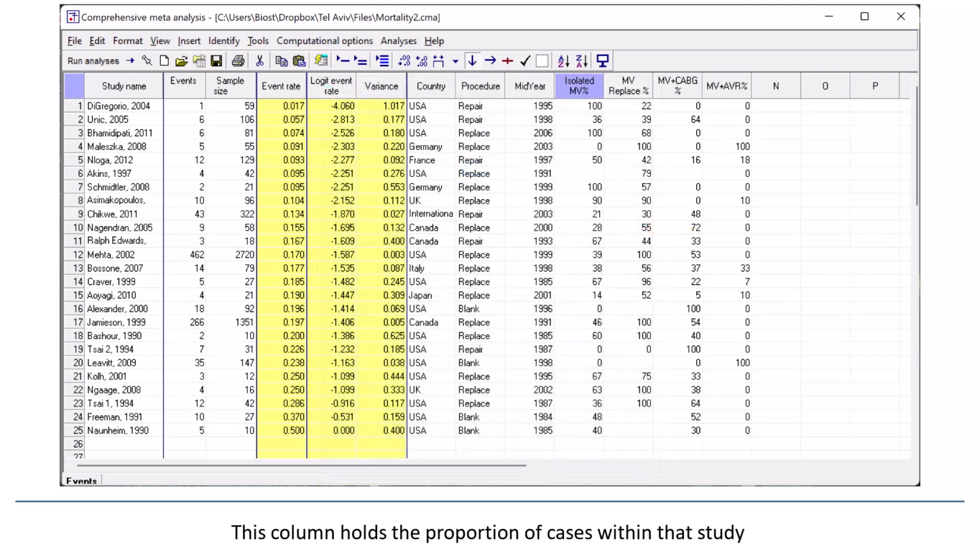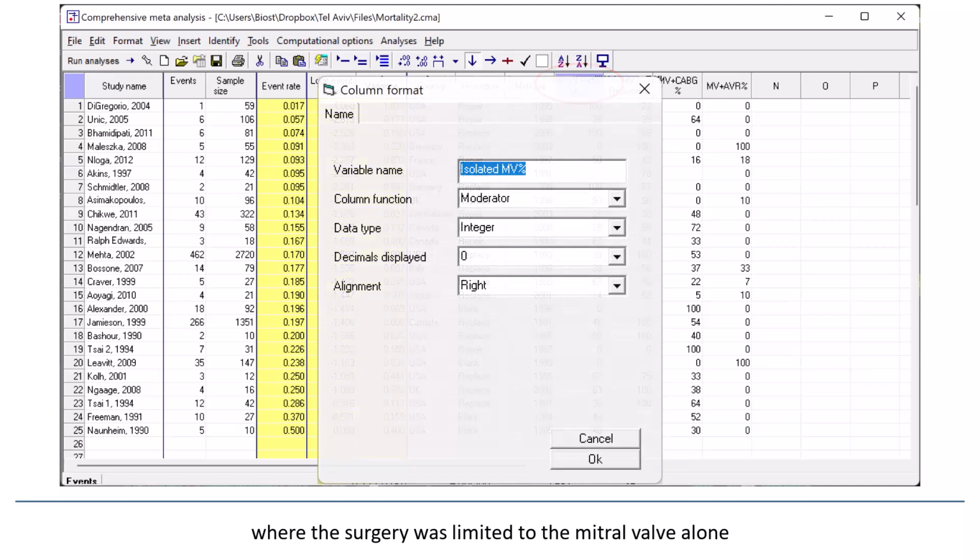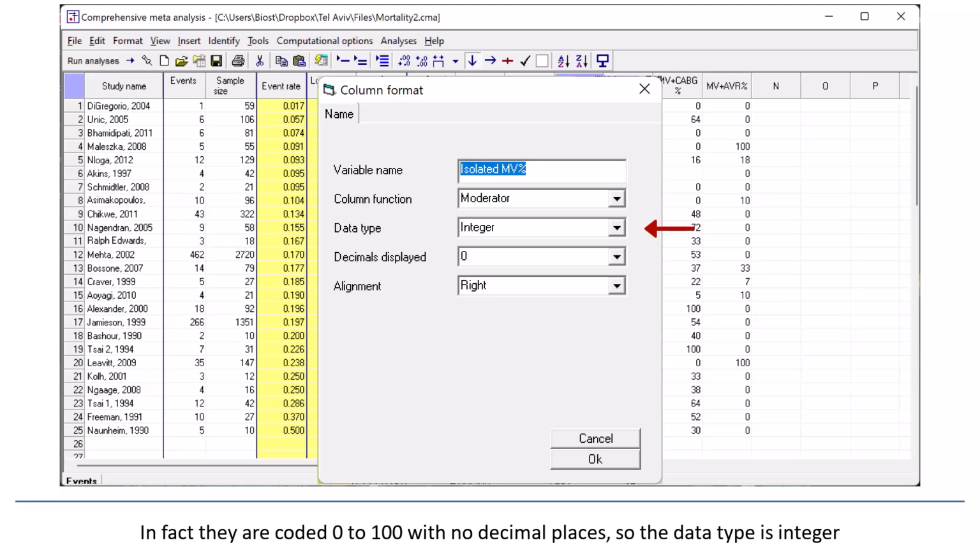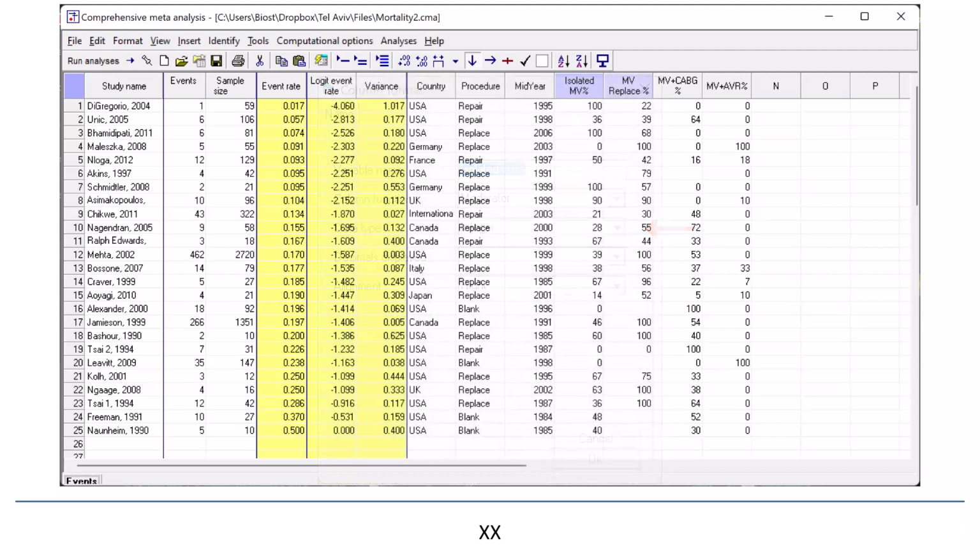This column holds the proportion of cases within that study where the surgery was limited to the mitral valve alone. The column function is moderator. If these had been coded 0 to 1, the data type would be decimal. In fact, they're coded 0 to 100 with no decimal places, and so the data type is integer.